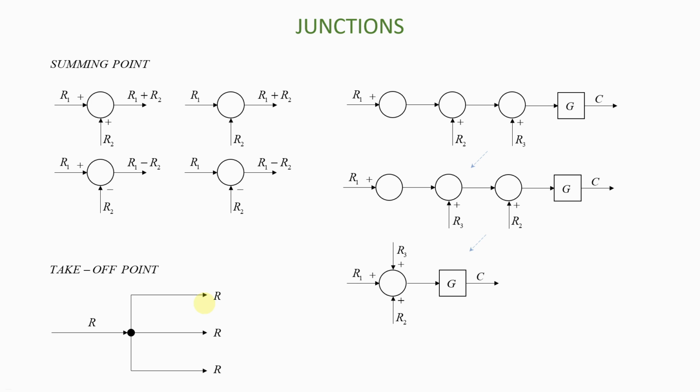Okay, so this is what a takeoff point is. It's simply a junction where the signal is allowed to branch out in different directions. Okay, so that's what a takeoff point is.